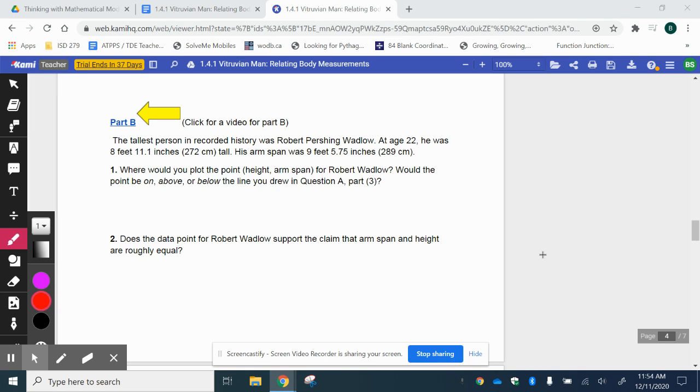All right, now for part B. Part B starts off with a little bit of history. The tallest person in recorded history was Robert Pershing Wadlow. At age 22, he was 8 feet 11.1 inches tall, or 272 centimeters. His arm span was 9 feet 5.75 inches, or 289 centimeters.